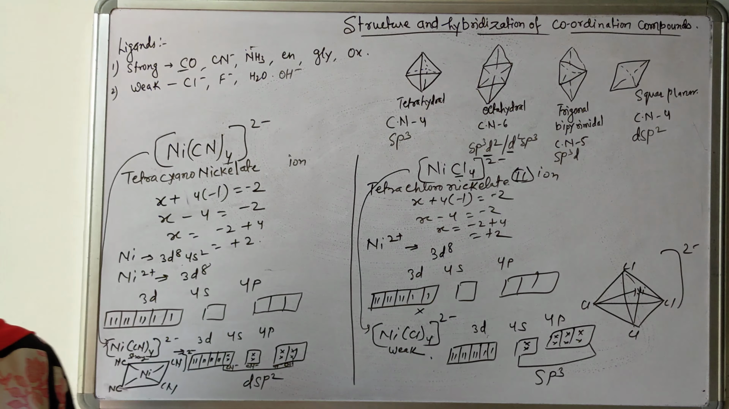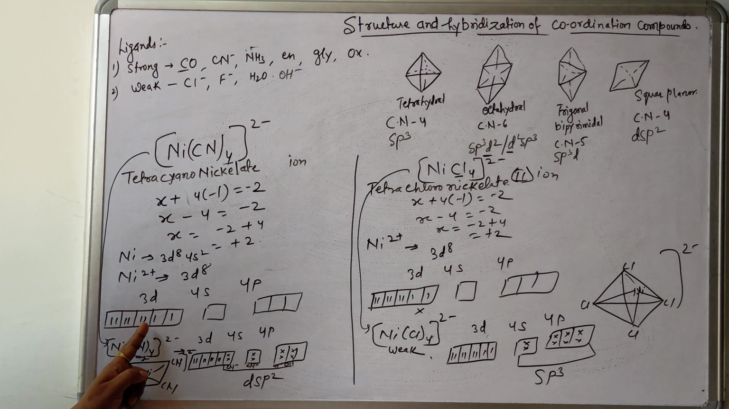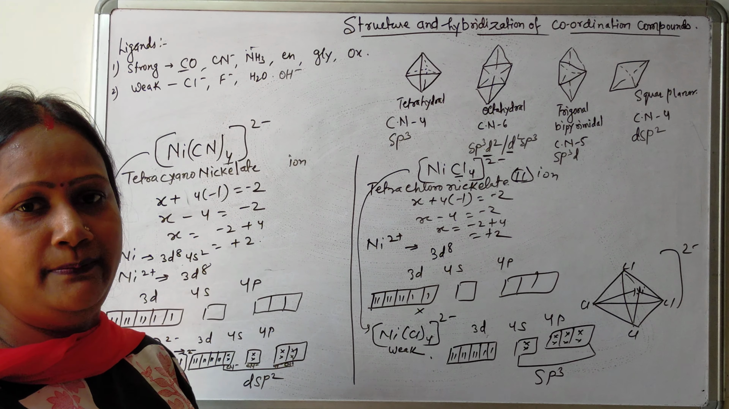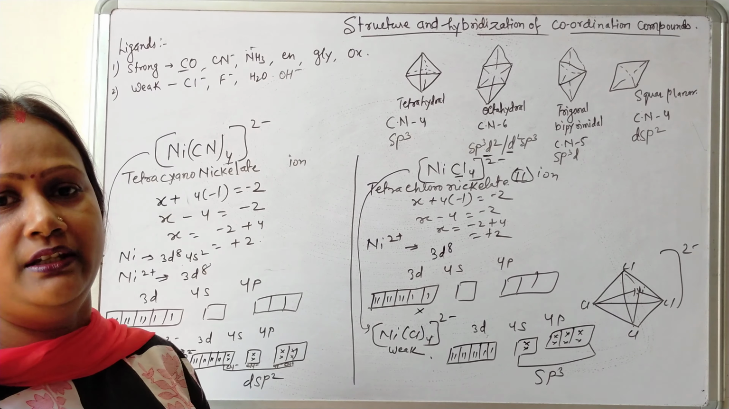This is the tetrahedral structure of the tetrachloronickelate(II) ion. Remember always, Cl is a weak ligand, so it will not push the metal electrons to pair up against Hund's rule. And here CO is the strong ligand, so it will push the metal electrons to pair up against Hund's rule. Understood? If you have any doubt, then you can ask a question. Otherwise, I am going to explain another example with the coordination number 6.